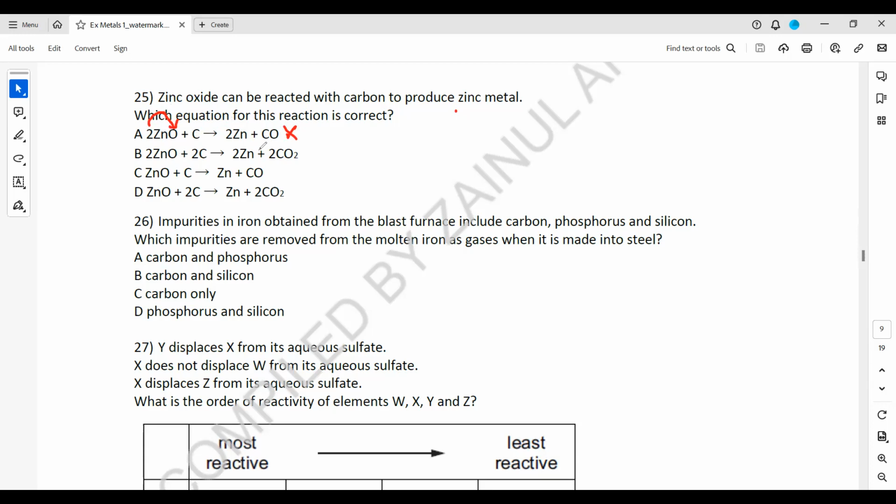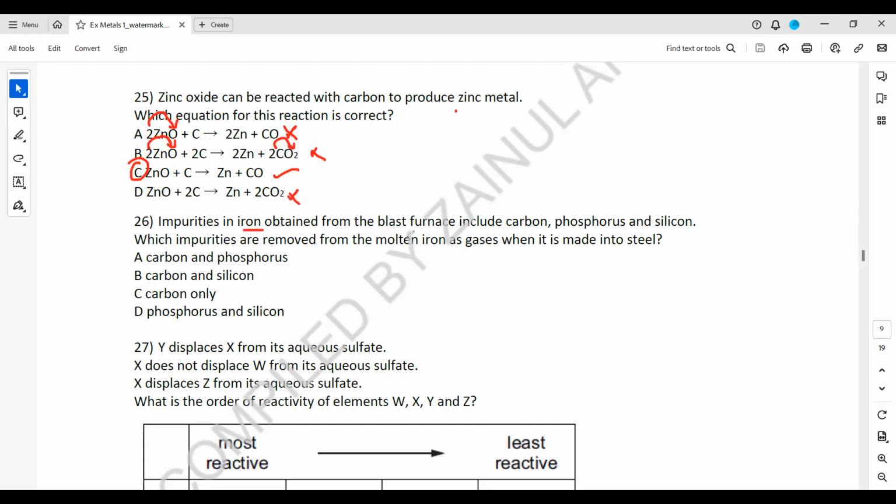Zinc oxide plus carbon gives zinc and carbon dioxide, so the equation must be balanced. But if you see this 2 oxygen here, and we have 2 multiplied by 2, 4 oxygen, so the equation is not balanced. The equation is correct, but not balanced. So zinc oxide plus carbon gives zinc and carbon monoxide, so this equation is balanced. This equation is correct, but it is not balanced.